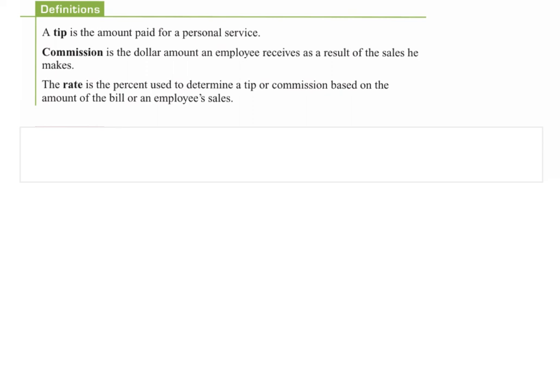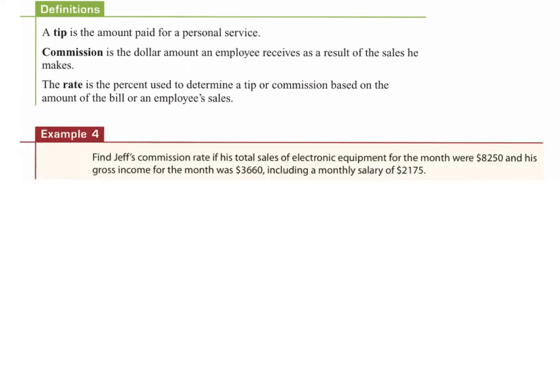First example, we have Jeff's commission rate if his total sales of electronic equipment for the month was $8,250 and his gross income for the month was $3,660, including a monthly salary of $2,175. So let's talk about what they're telling us here. First of all, a monthly salary is not his commission. It's what they get paid whether or not they sell anything. So a monthly salary is what they're going to get no matter what.